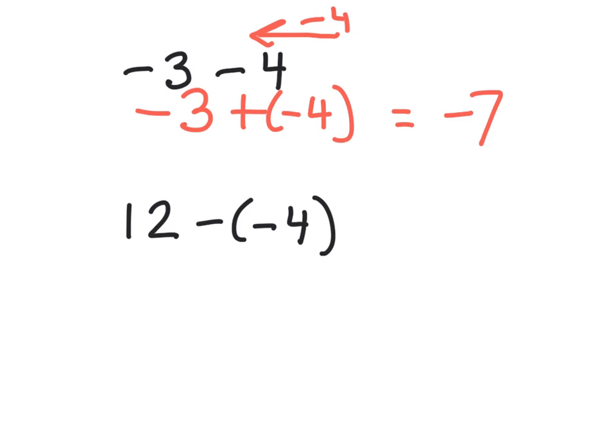Okay, the next example, we have 12 subtract negative 4. Whenever we subtract a negative, it's the same as adding the opposite, right? Subtracting is the same as adding the opposite. So the opposite of a negative 4 is positive 4. Therefore, this is the same as 12 plus 4. The answer is 16.